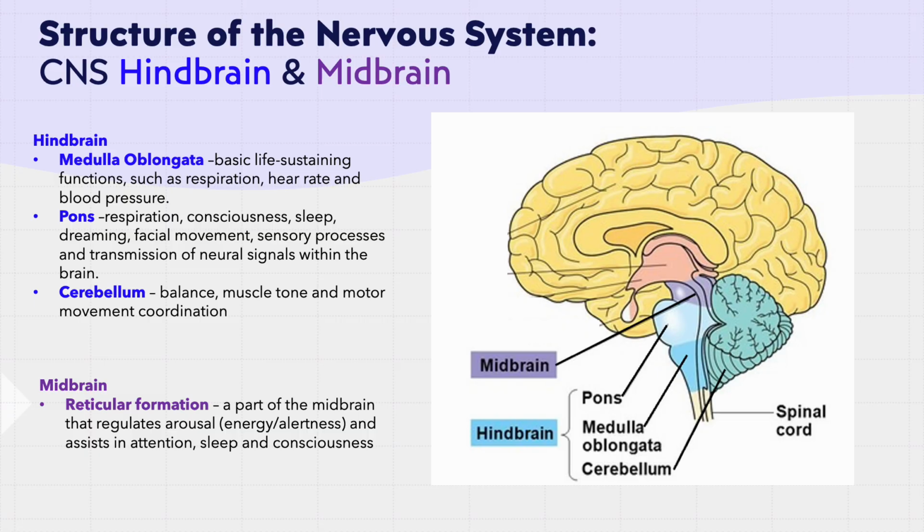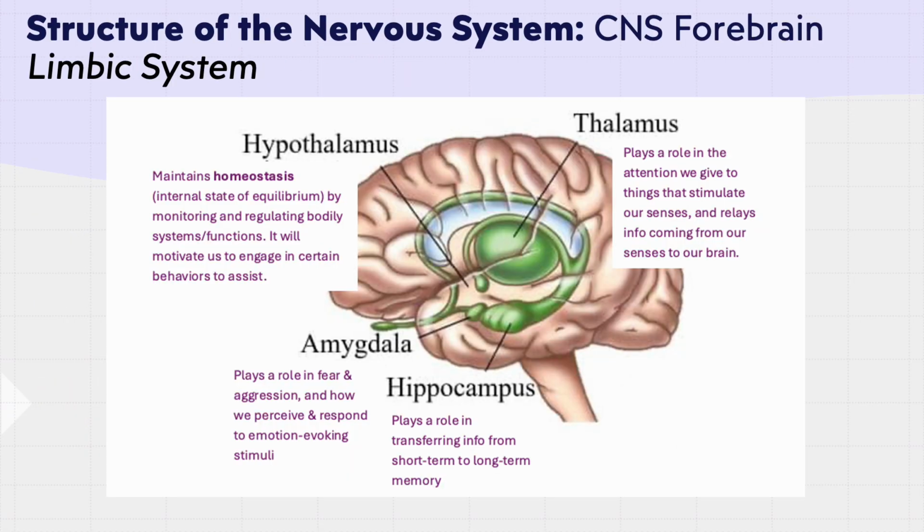And then we have our midbrain. In the midbrain, there's this piece called the reticular formation, and that helps regulate arousal, which, as we know in psychology and neuroscience, that's your energy and alertness levels. And this helps assist, of course, in attention, sleep, and consciousness. Now we'll talk about the forebrain, which, as we mentioned before, contains the limbic system. And like we said, it is more for complex, higher order mental processes. And that's because your limbic system mainly deals with emotion, motivation, and memory. And it's comprised of your hypothalamus, thalamus, amygdala, and hippocampus.